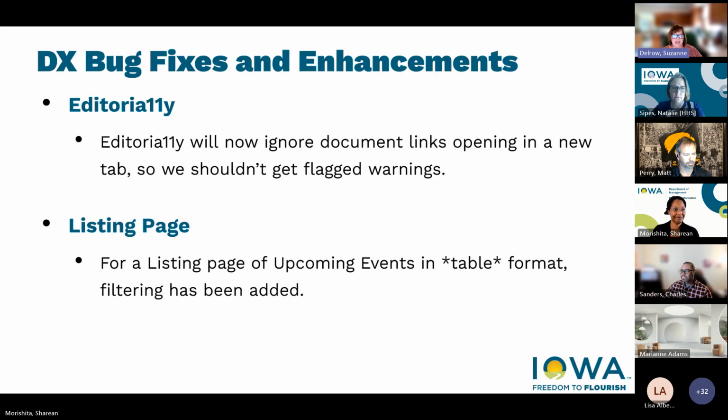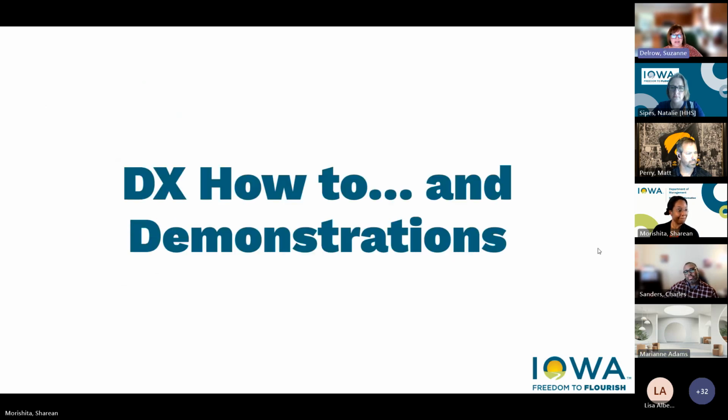And for listing pages of upcoming events that you created in a table format, not the regular format, the list already had filtering added, but now the table format also has filtering added, so the user can filter and search for things in the events. I think that's it there. Yep, that's all. So it's one bug fix and one enhancement that's gone out.